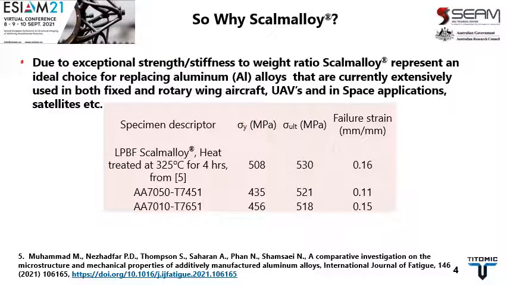So why are we talking about Scalmalloy? Well, due to the exceptional strength stiffness to weight ratio, Scalmalloy represents an ideal choice for replacing aluminium alloys that are currently extensively used in both fixed and rotary wing airplanes, as well as in UAVs and in space applications, satellites, etc. And you can see that from this slide.